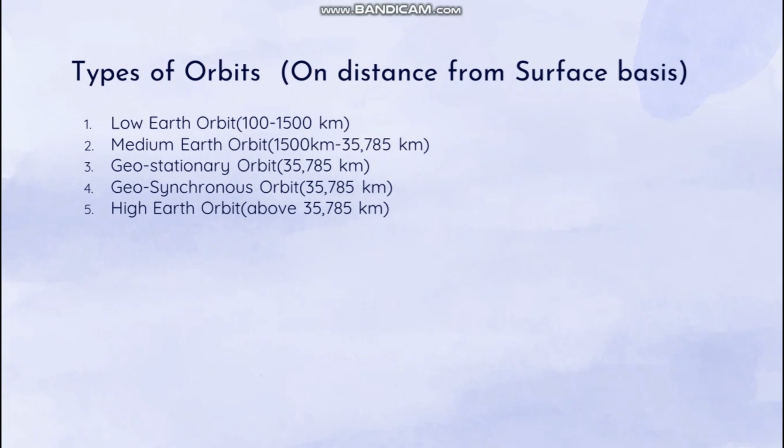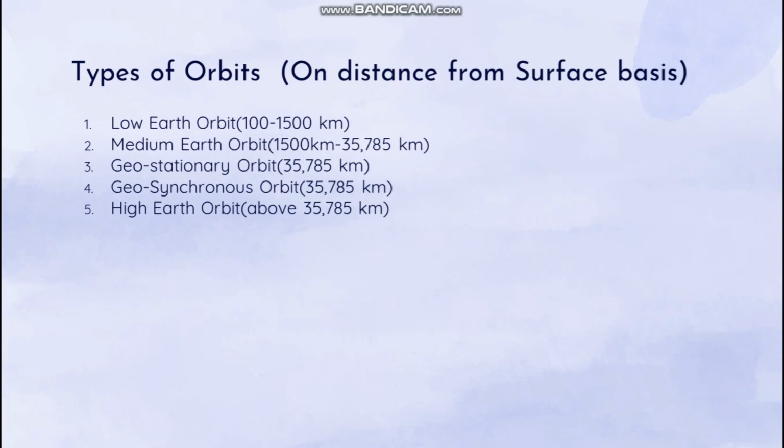Now we will look into different types of orbits based on the distance of the orbit from the surface of the Earth. First one, low Earth orbit. It will be at a height of 100 to 1500 kilometers from the surface of the Earth. Medium Earth orbit. It will be from 1500 kilometers to 35,785 kilometers from the surface of the Earth.